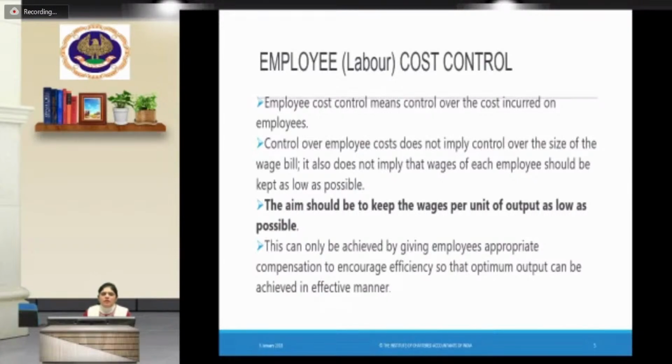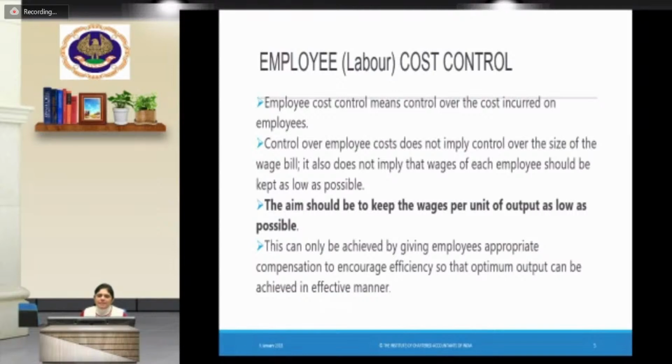All right. So the aim should be to keep the wages per unit of output for production as low as possible. It's not that we should pay the minimum to the employees. This is not cost control. And it is not cost control that we have to control the overall size of the wage bill, that we should not pay incentives, or should pay less wages or salaries to the employee. It's about the per unit cost of the output in respect of wages being the minimum, right?